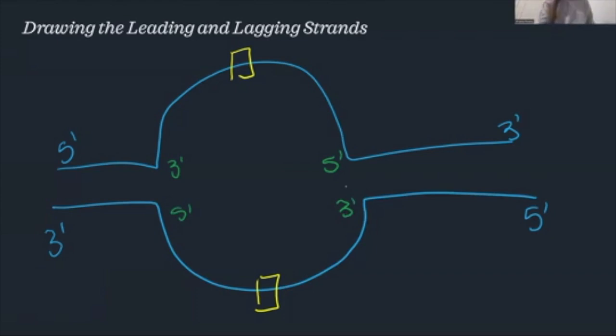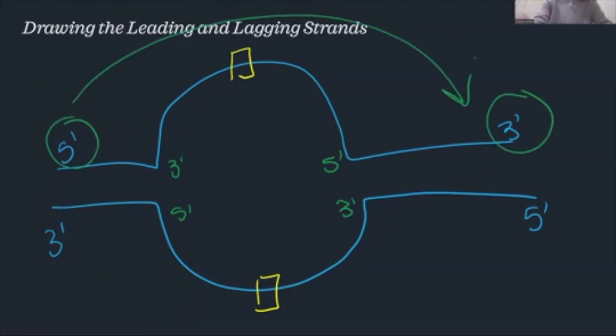Okay. The next thing that I'm going to do is just outside of my replication bubble, draw from 5' to 3', which way I'm going to be replicating. So super, super important note here. This is a mistake that a lot of people make: they don't write down the 5' and 3' of their new strand, and they'll just look at their old strand and say, oh, 5' to 3', I must be replicating in this direction.